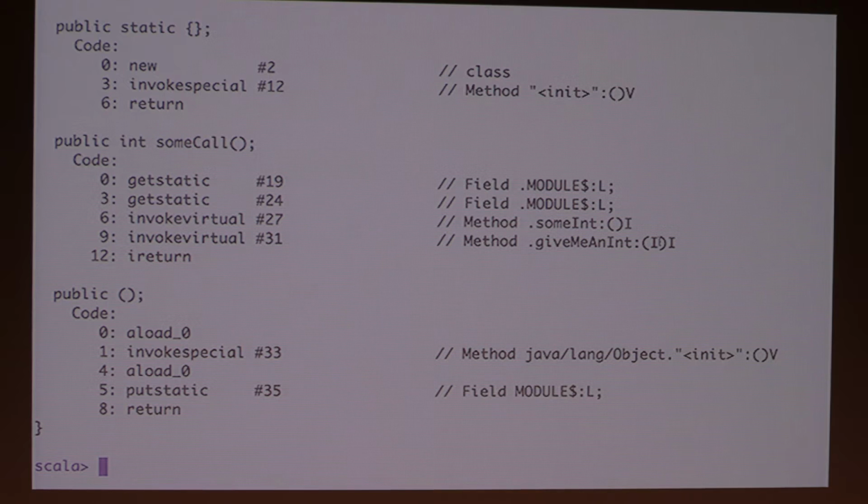So what we can see here is that in the compiled code there are no implicits anymore. The value is actually already filled in here. And this is a very nice feature.